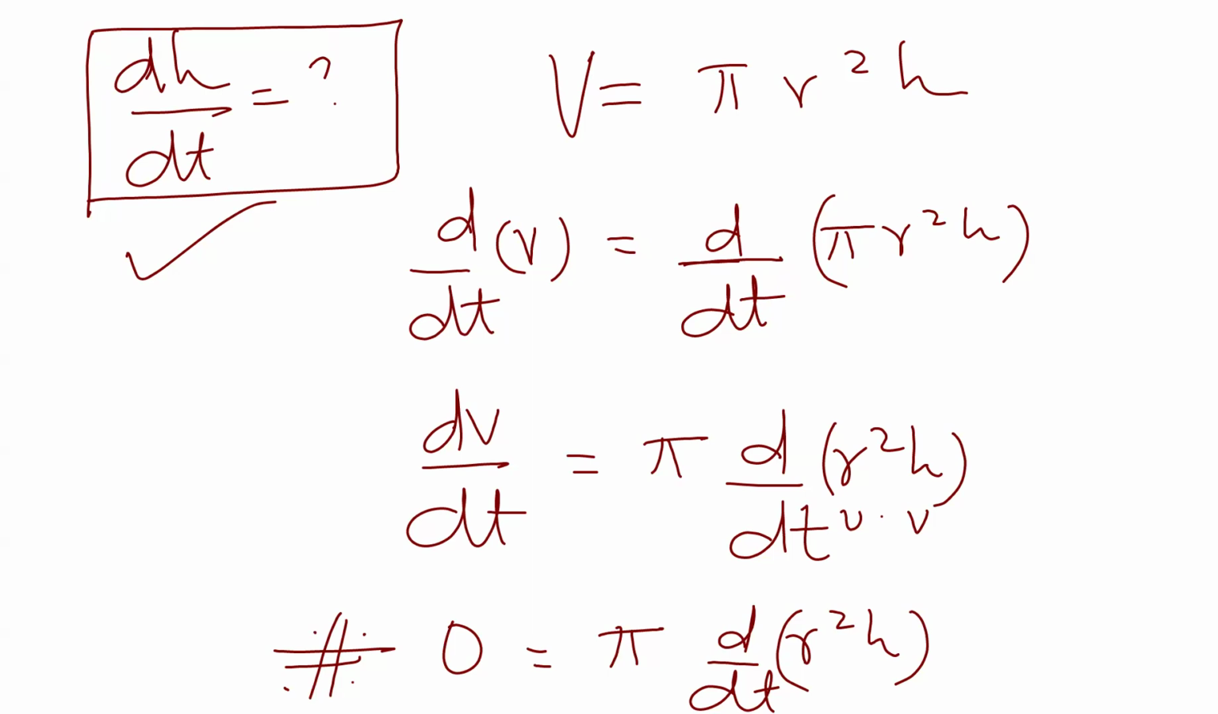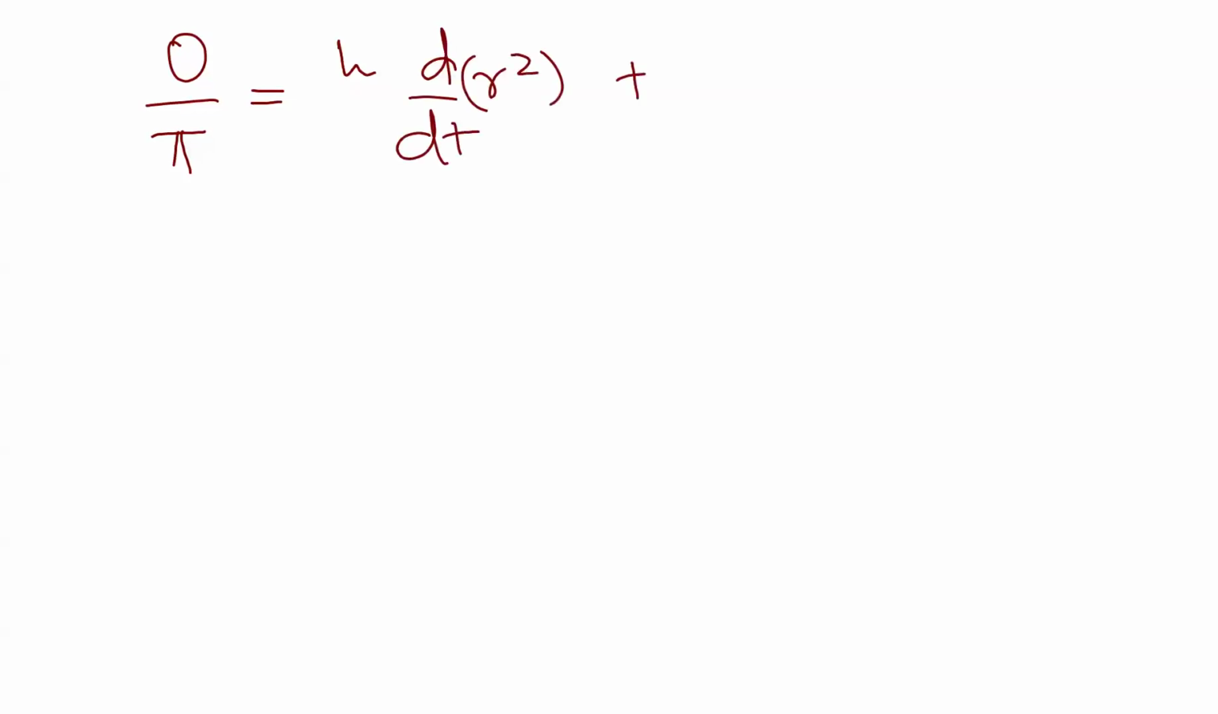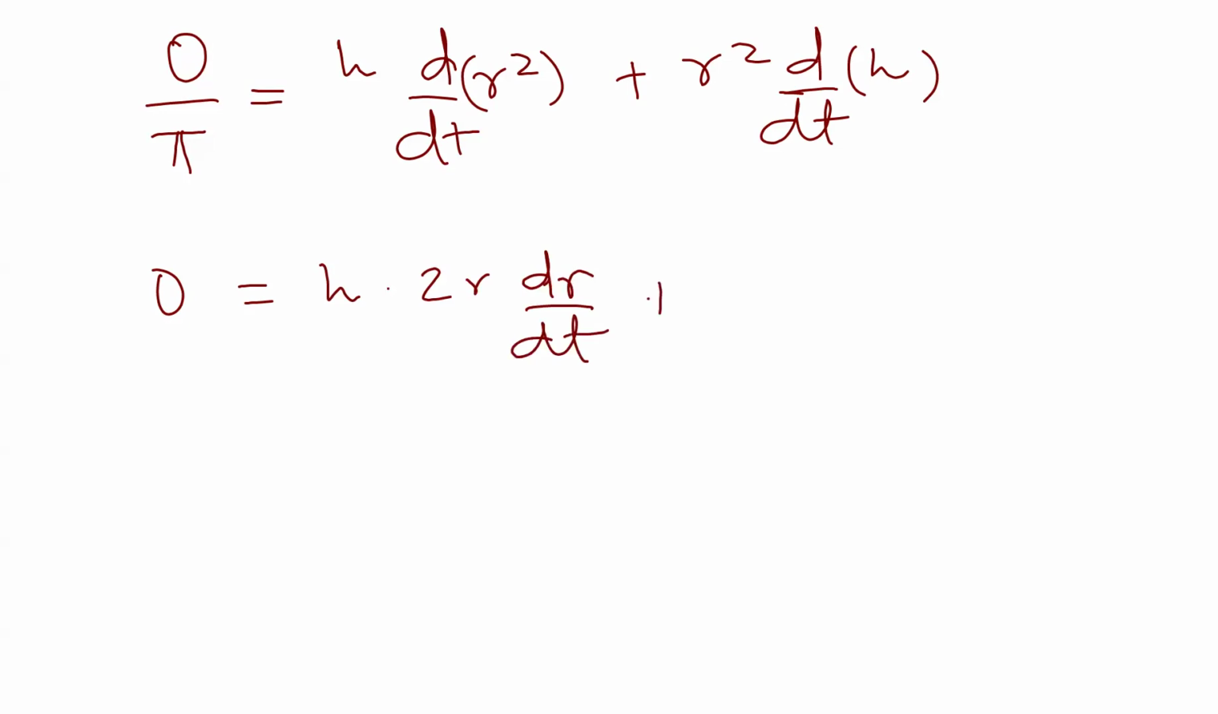So volume is not going to change. It is going to remain constant. So the derivative of a constant is 0. Next step, I'll take pi on the left hand side and divide 0 by pi. On the right hand side, I'll just apply the product rule: h d by dt of r square plus r square d by dt of h. So 0 is equal to h 2r dr by dt plus r square dh by dt.